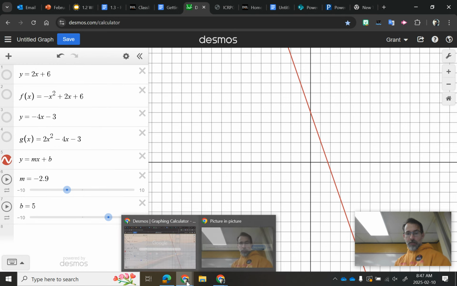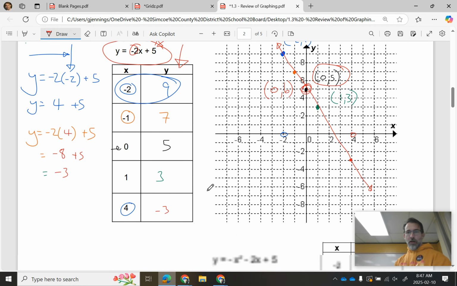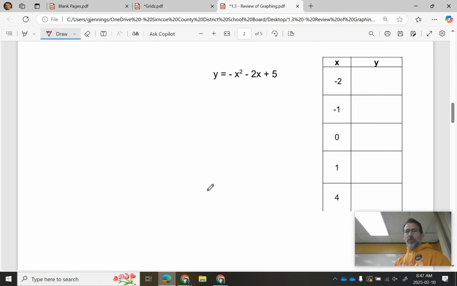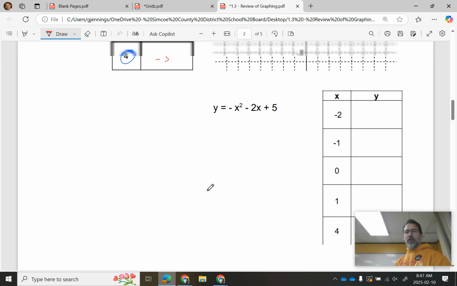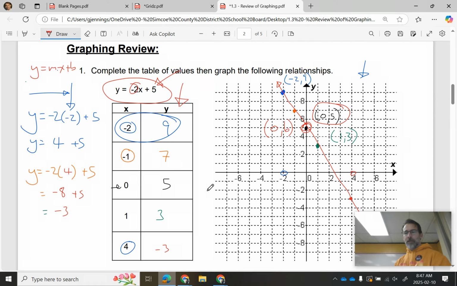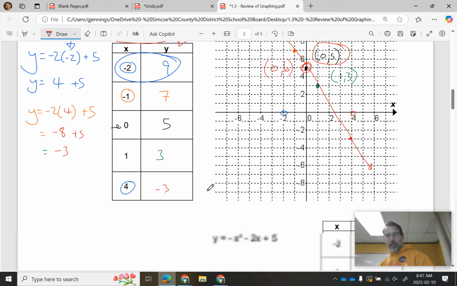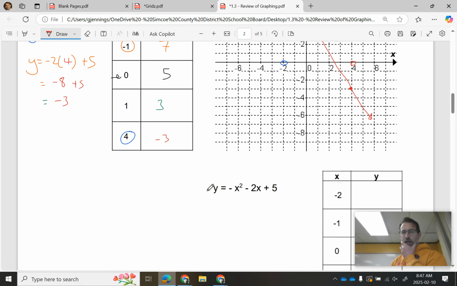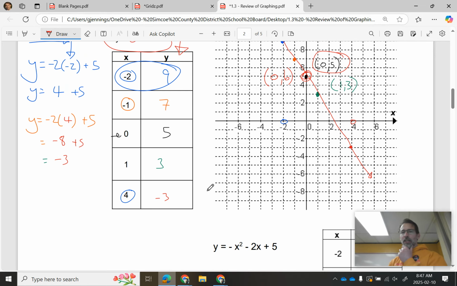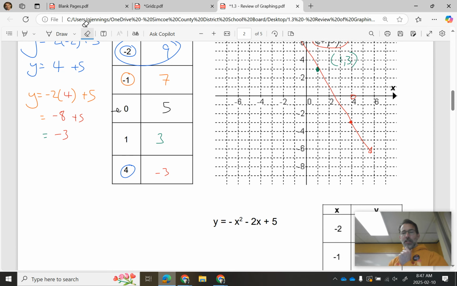All right, so now going back to our graphs here. What if we wanted to graph negative x squared minus 2x plus 5 on the same axes here? I wonder what that's going to look like. Negative x squared minus 2x plus 5. The last one made a line. What type of shape is this one going to make?